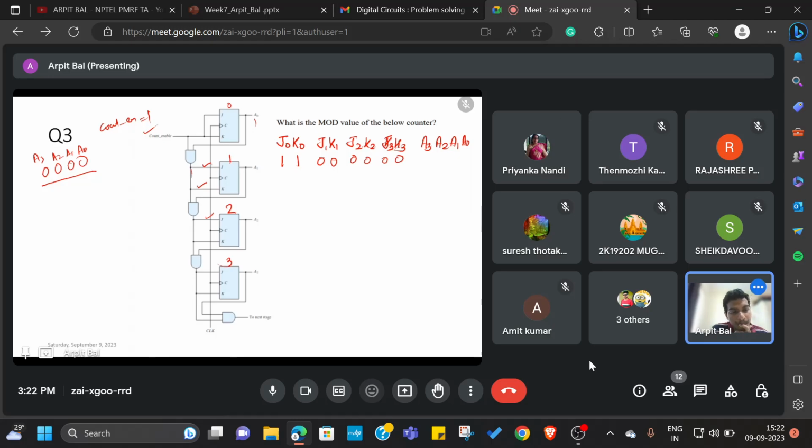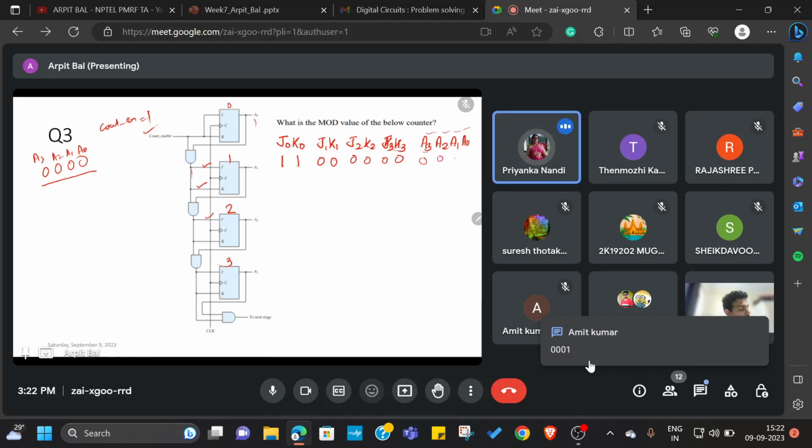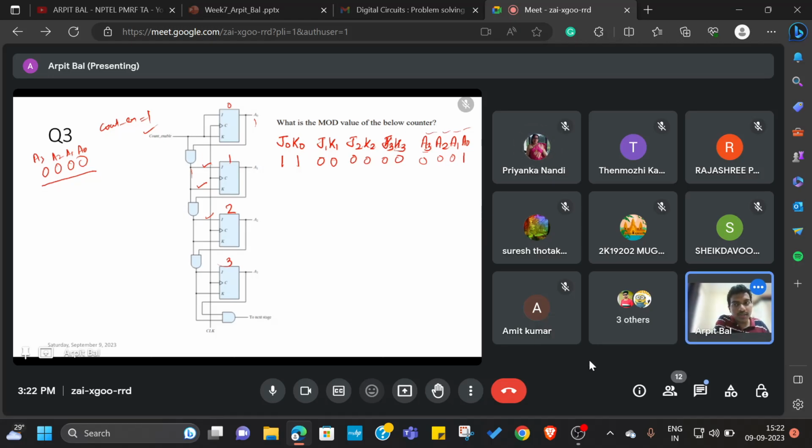Any answer? Means the output. Yes, what will happen to A3, A2, A1, A0? 1 0 0 0. Actually, I have written it in reverse format, so it is 0 0 0 1. Correct. So basically J equals 0, K equals 0 is no change, and J equals 1, K equals 1 is the toggle condition.